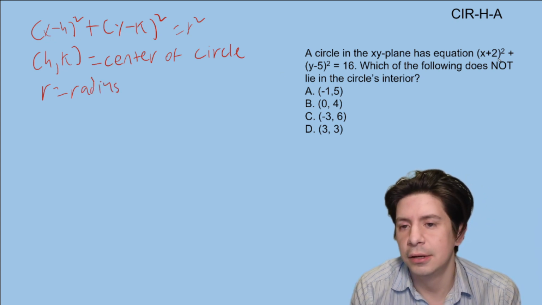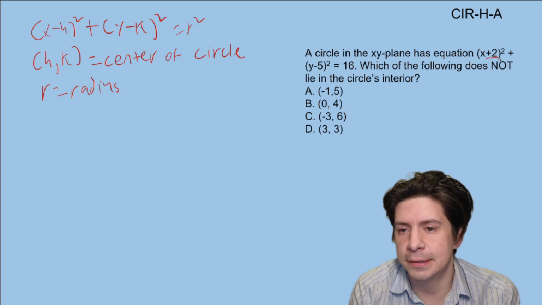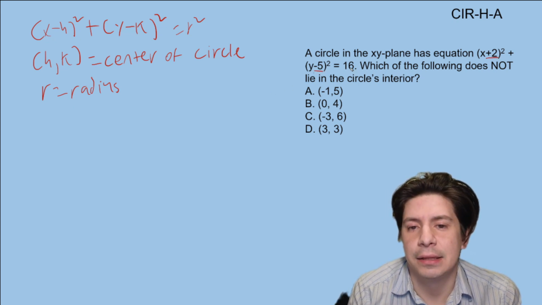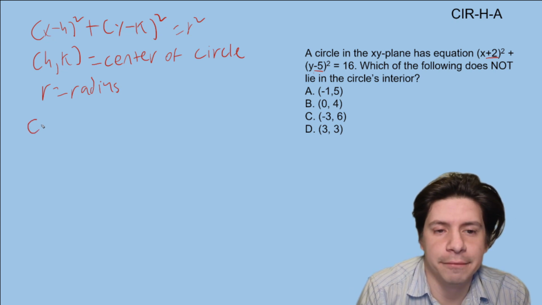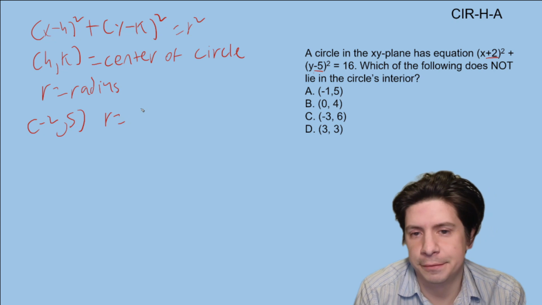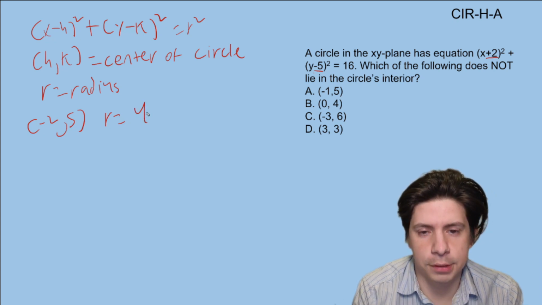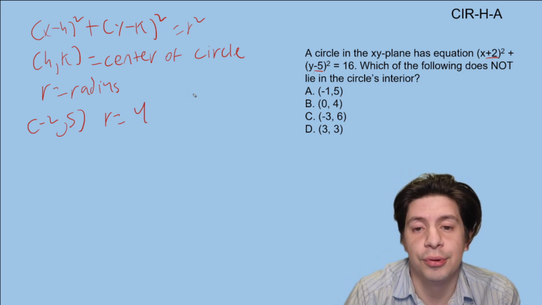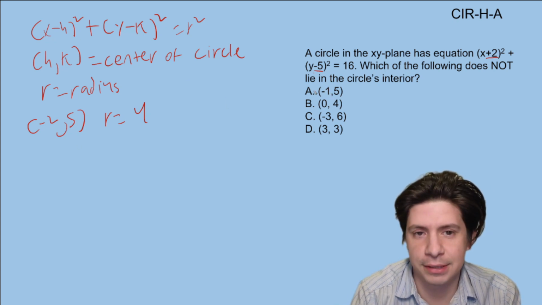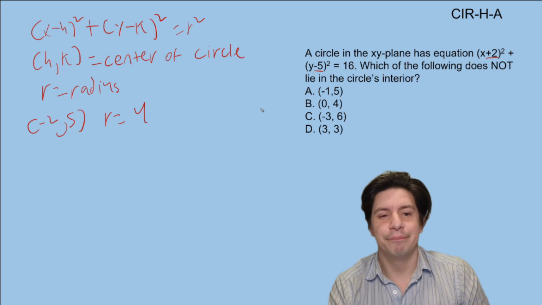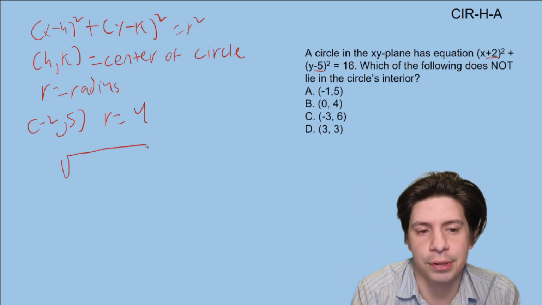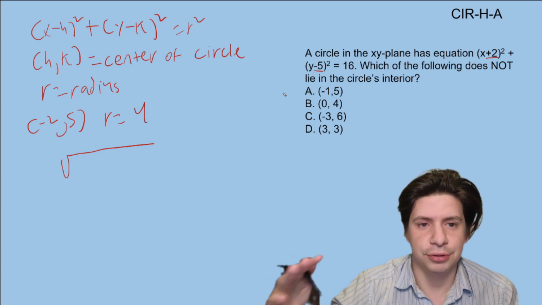So here, our center is going to be the opposite of positive 2, so it'll be negative 2, and the opposite of negative 5 will be positive 5. And then the square root of 16 is 4. So here we're going to have center (-2, 5) with a radius of 4. Okay. So the important thing to know is how far apart each point is from the center. So we're going to use the distance formula, but you'll see we don't actually have to find the exact distance. We just need to know the magnitude in a general sense.